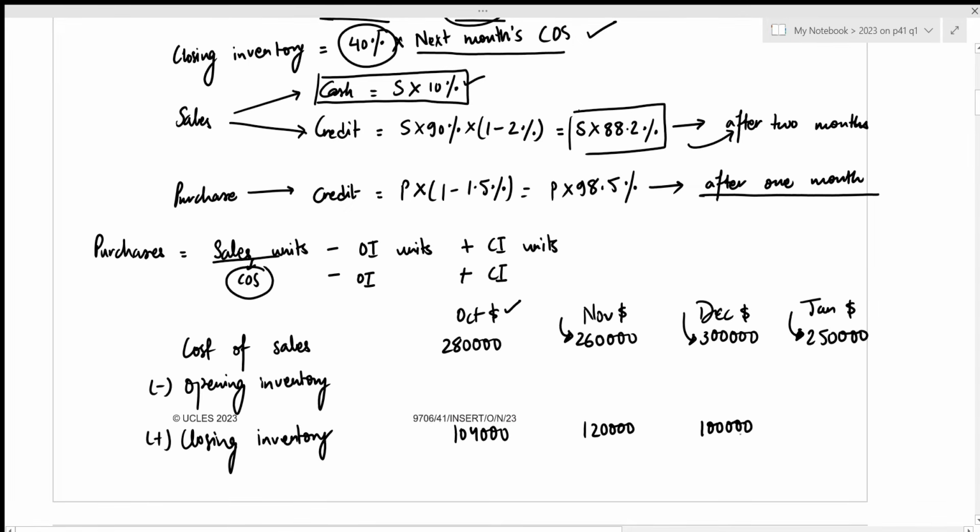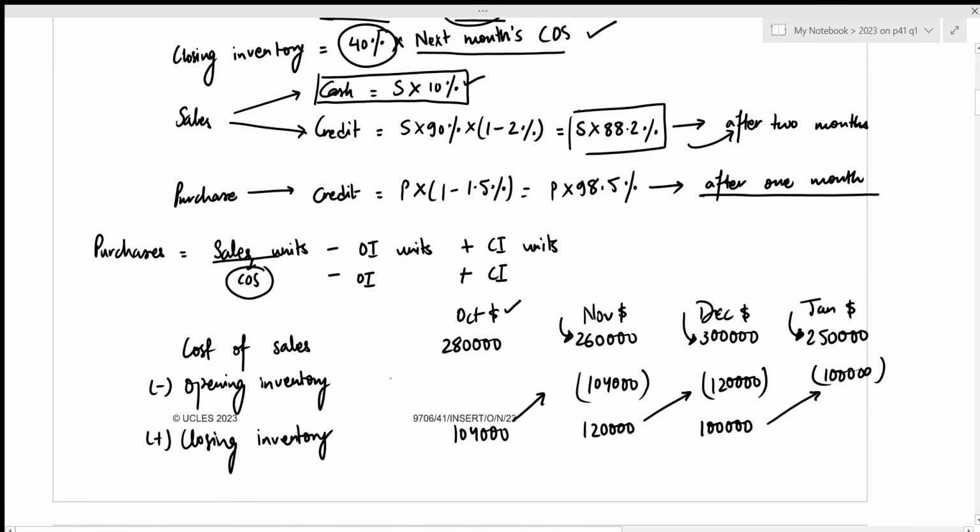Now remember that this month's closing inventory will act as the next month's opening inventory. So we can just transfer these values. So for the month of November, the opening inventory will be 104,000. For the month of December, the opening inventory will be 120,000. And for the month of January, the opening inventory will be 100,000. And yeah, we don't need to calculate anything more for January, because we're only concerned with the purchases made in the months of October, November, and December.